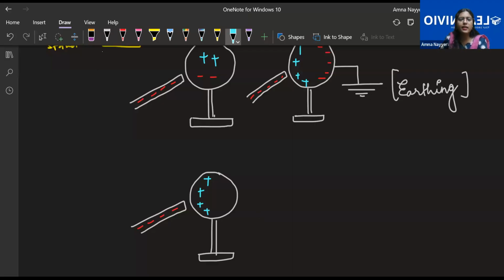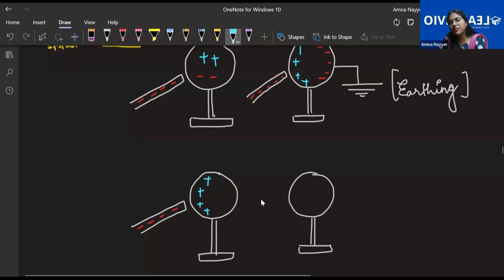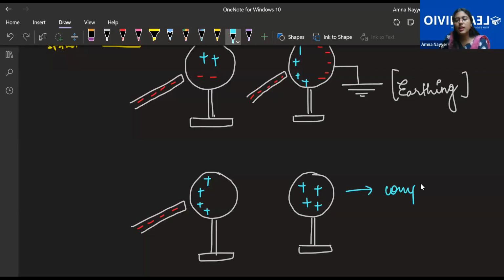Now you disconnect the wire. There is no tension. You disconnect the wire, you remove the glass rod. Now when you remove the glass rod, see, this is the sphere present on the insulating stand. It only has positive charges. Let it recombine. Nothing will happen. The positive charges will only be redistributed. So finally, after this, you make a sphere which is completely positively charged. Okay. Is that clear?